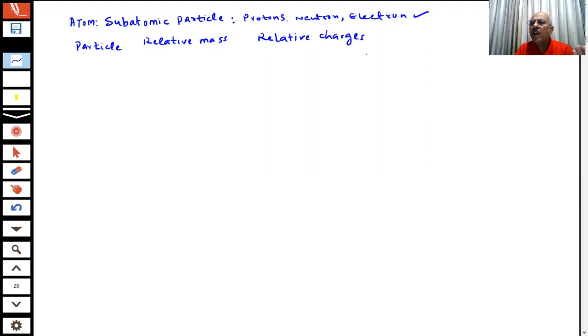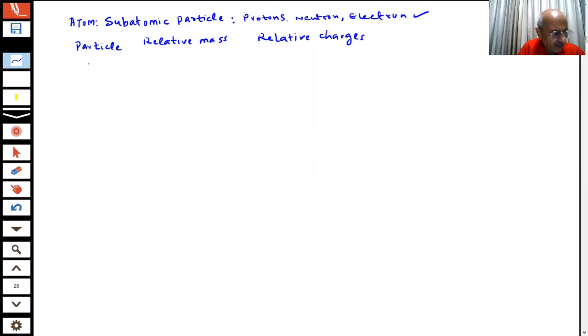Actual mass of the proton, I have told you, is 1.67 times 10 to the minus 27 kg, which is a very small number. This is determined experimentally. Mass of the neutron is also almost equal to the proton, and mass of the electron is about 1 by 2000 times that of the proton or neutron. The mass of the electron is negligible as compared to the mass of proton and neutron.